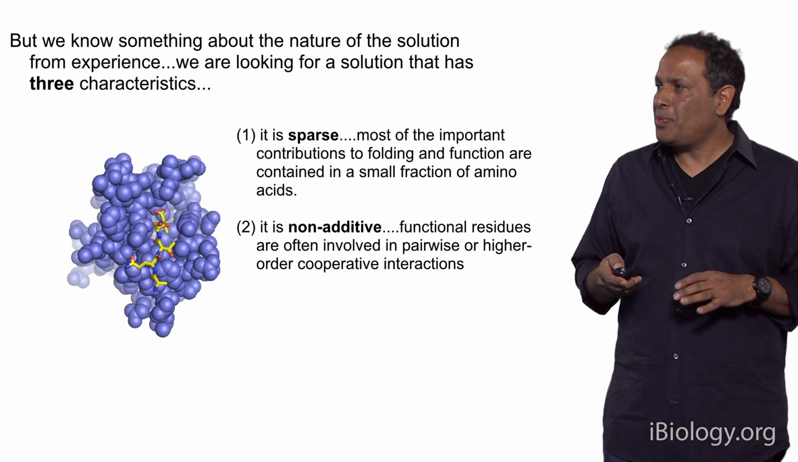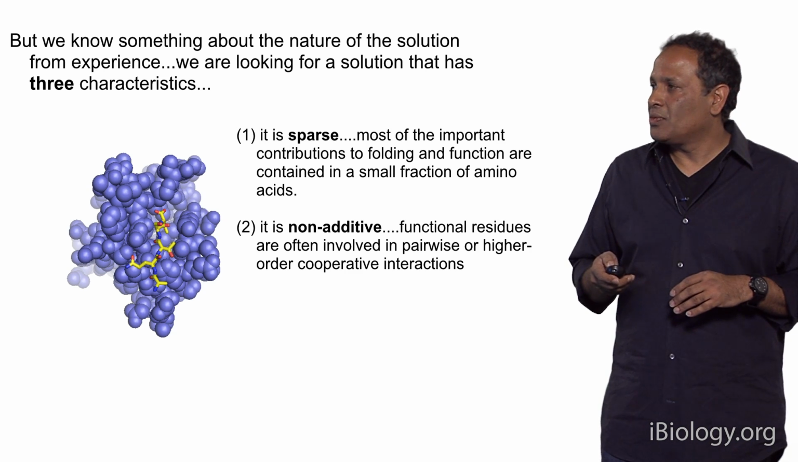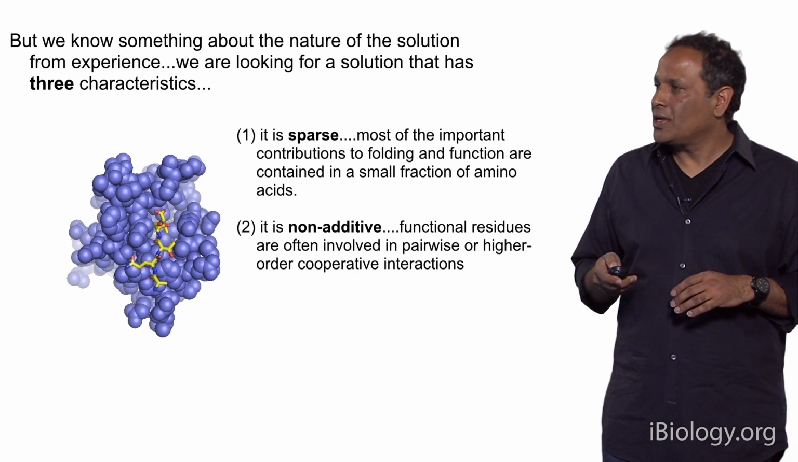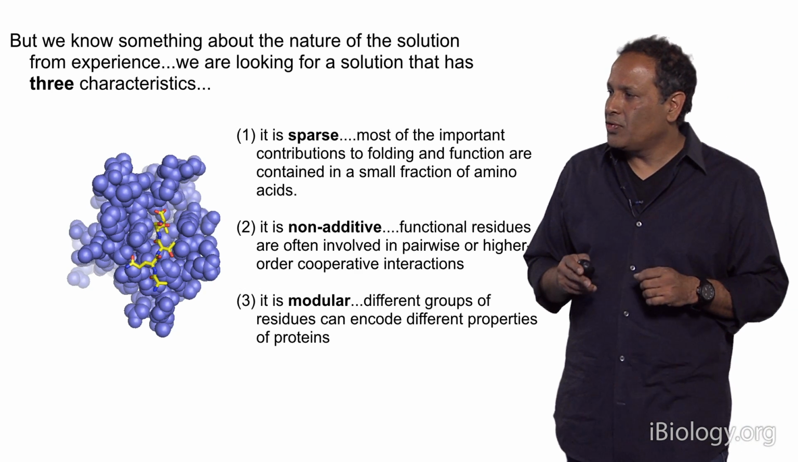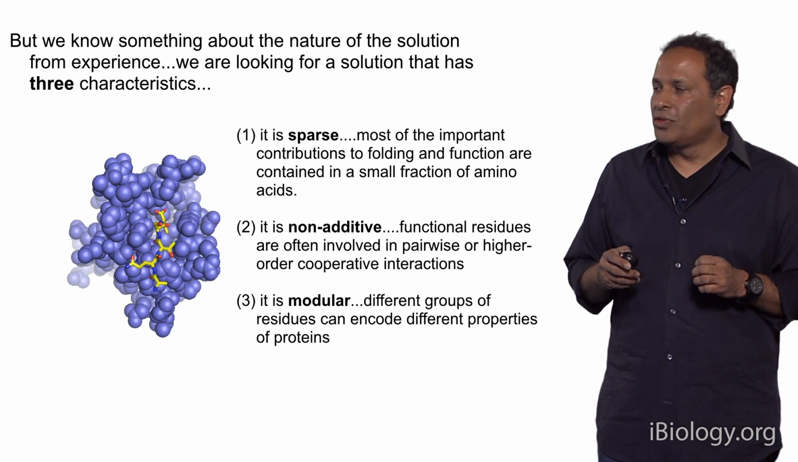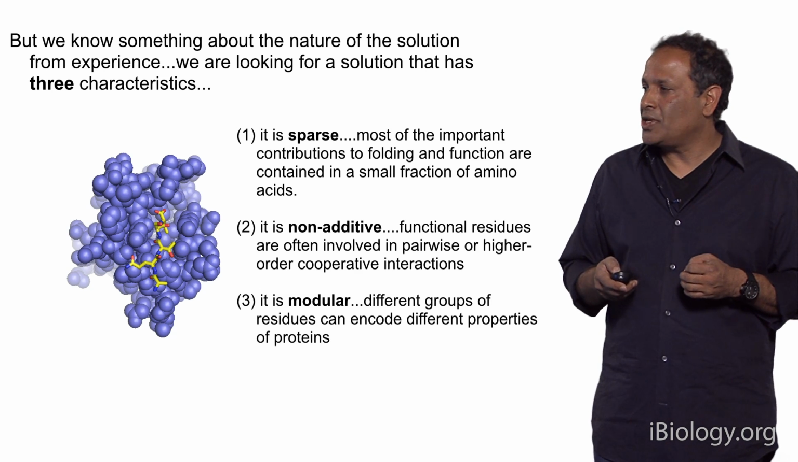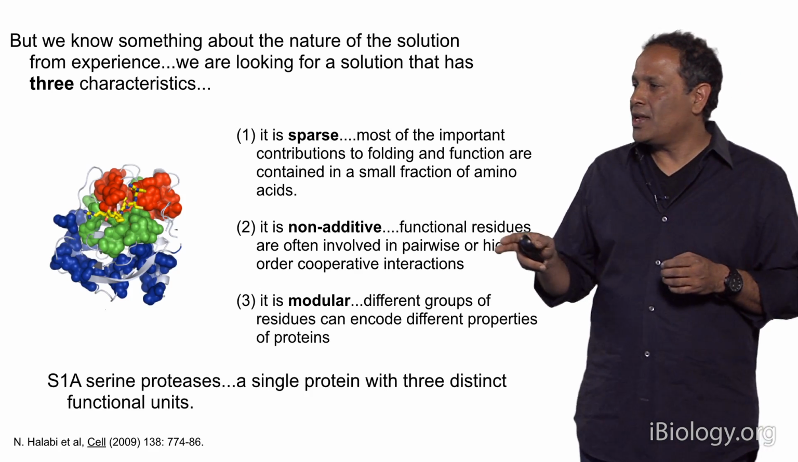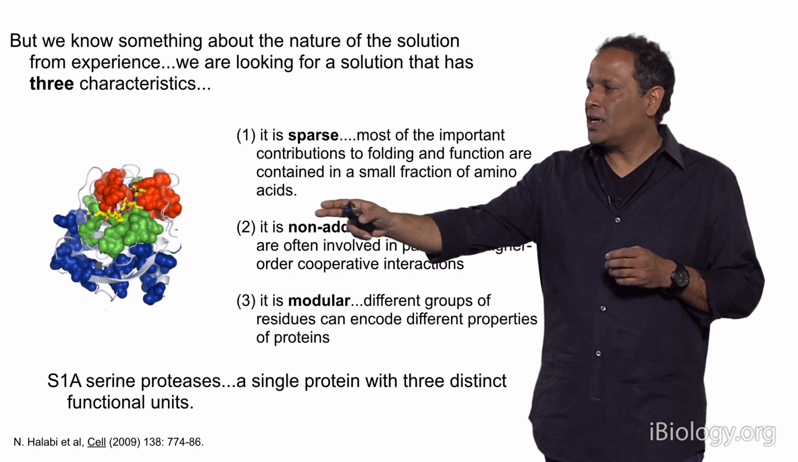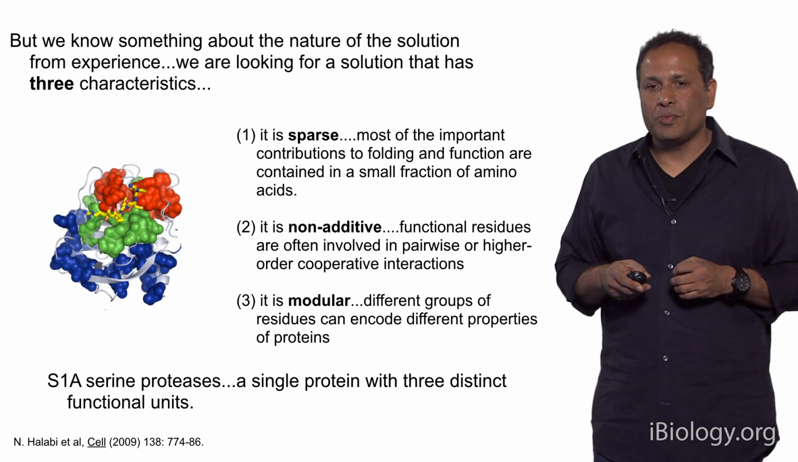In addition to these two properties, the third property that we think about is the property of modularity. And what modularity means is that different groups of amino acids can encode for different and independent properties of the protein. And an example of this was illustrated in the study of these proteins known as the S1A serine proteases.